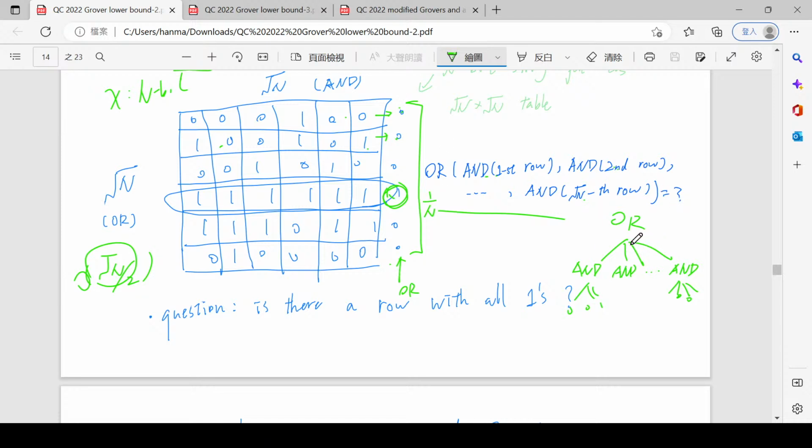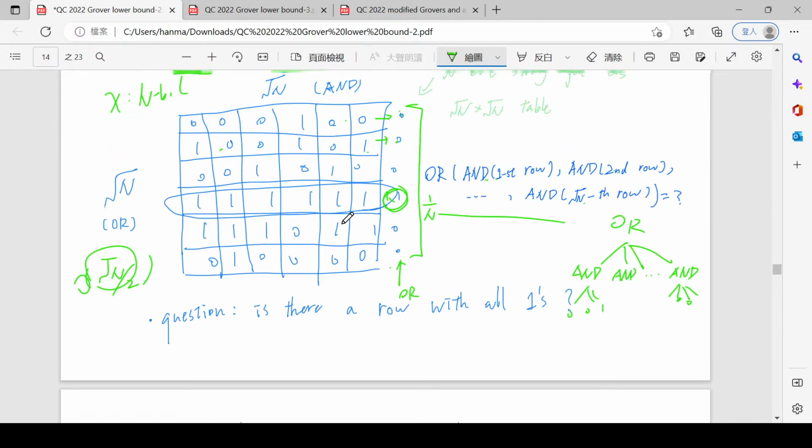The other way to visualize this is as a tree. You have an OR at the root of your tree, with square root n children. Those children nodes are ANDs, and each AND also has square root n children. So this is like the first row, the second row, etc.